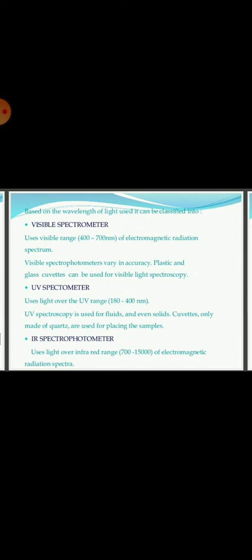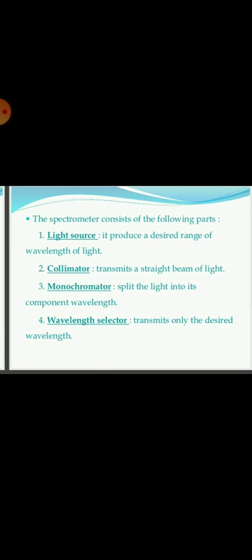UV spectrometer uses light in the UV range, that is 180 to 400 nanometers. UV spectroscopy is used for fluids and even solids. Only cuvettes made of quartz are used for placing the samples. IR spectrophotometer uses light in the infrared range, that is 700 to 15,000 nanometers of the electromagnetic radiation spectrum.